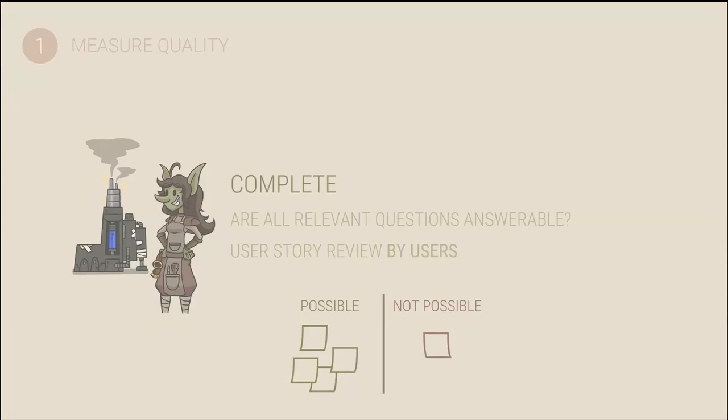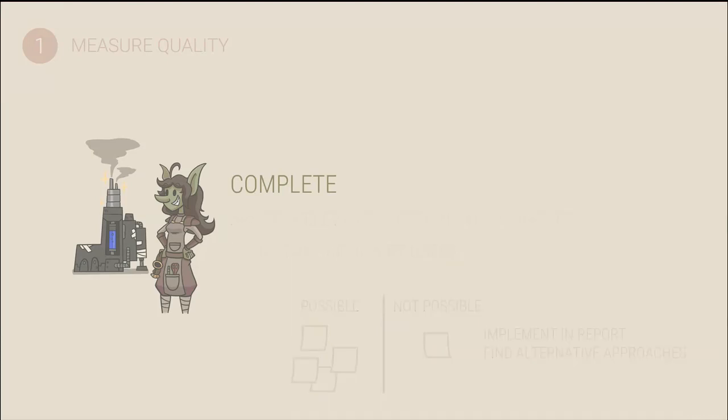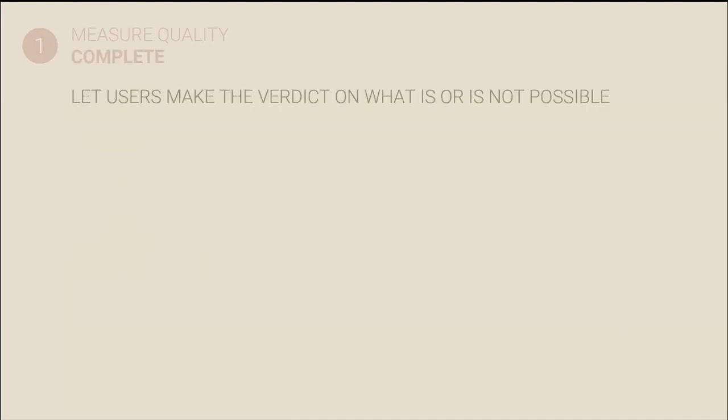We can then quantify this as an assessment of how complete our report is, and also give the users a last opportunity to be able to create new user stories. We can then focus on the not possible ones in order to assess whether we should implement this in our report or help them find an alternative in order to overcome this, in order to solve it. So it's important that the users are the ones who make the verdict on what is or is not possible.